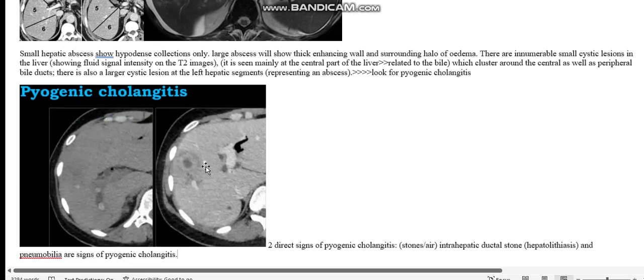Another example of hepatic abscess here. Fluid collection with thick enhancing wall surrounded by a halo of edema.